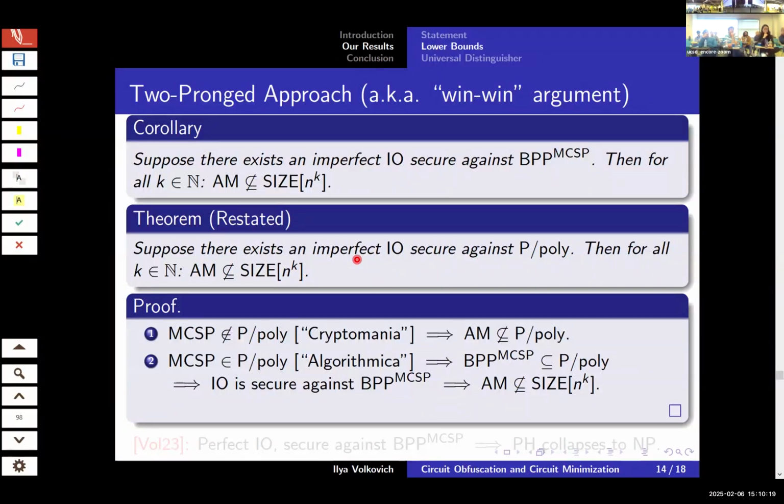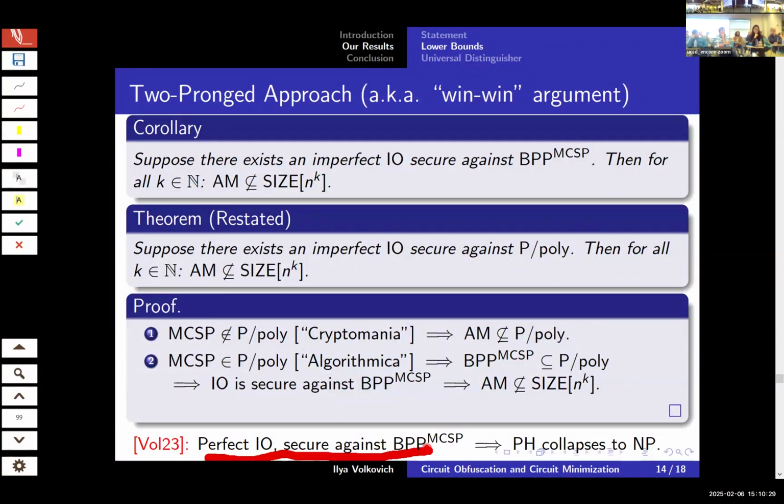Questions, concerns, complaints? Now, if you want to go to the perfect case and get an NP lower bound, you have to use a different starting point. You have to use a different result that says if you have perfect IO secure against this class, then the hierarchy collapses to NP and not to AM. That is how you get the next level of that. Questions, concerns, complaints? How much time?